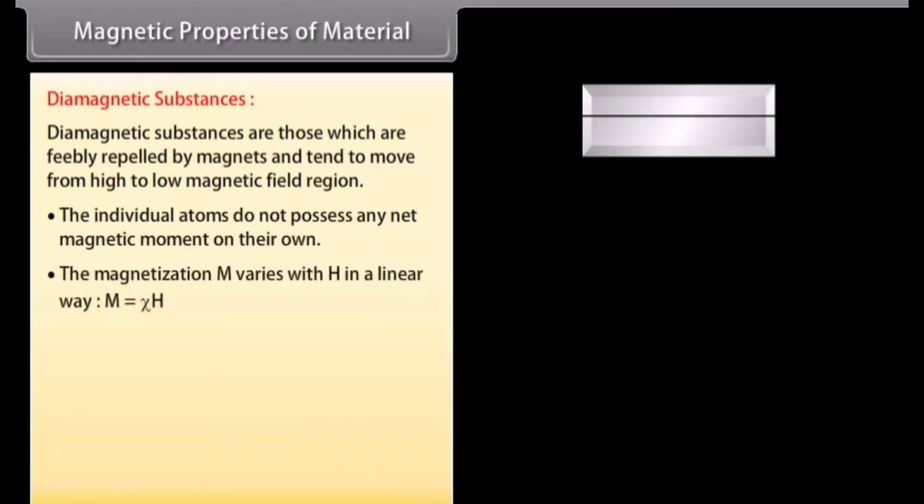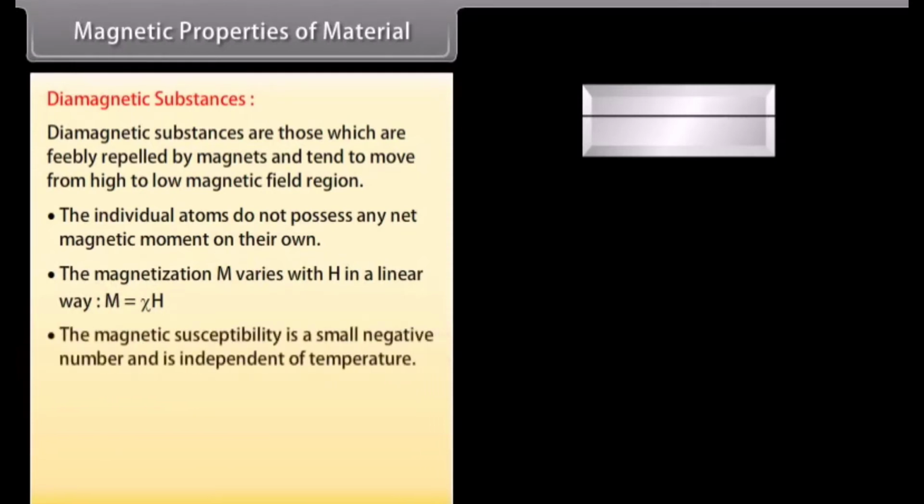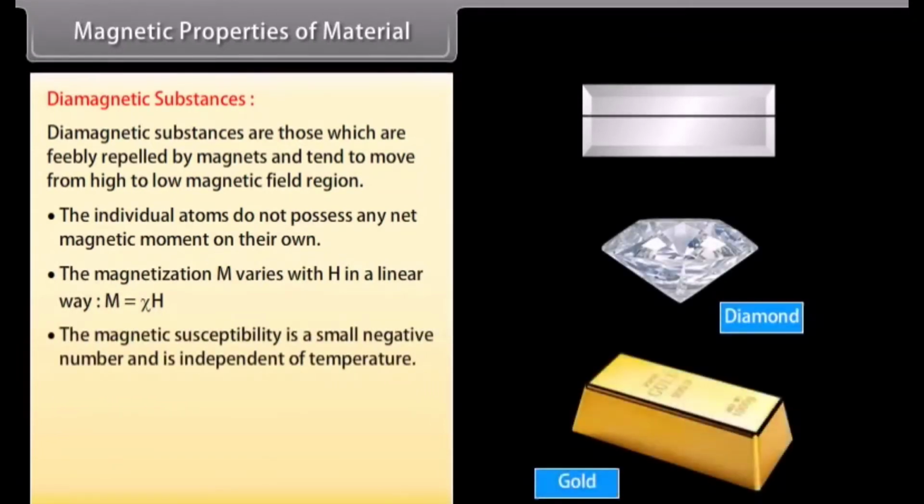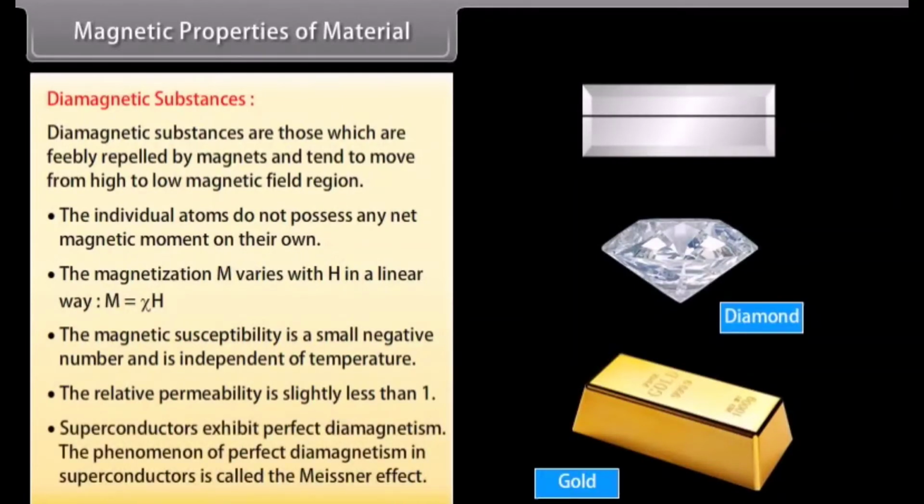M is equal to χ H. The magnetic susceptibility is a small negative number and is independent of temperature. The relative permeability is slightly less than 1. The superconductors exhibit perfect diamagnetism. The phenomenon of perfect diamagnetism in superconductors is called the Meissner effect.